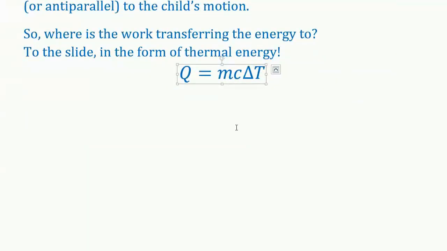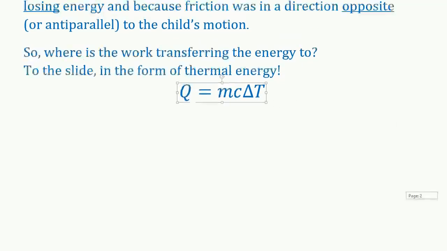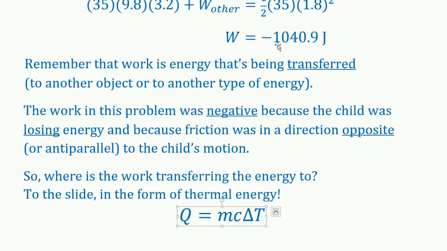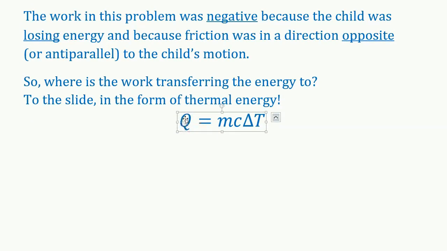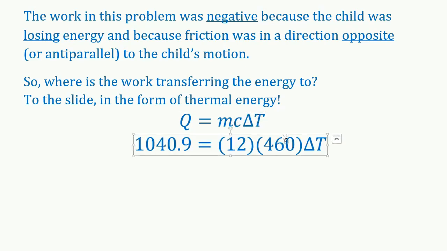Well, here's where today's equation comes in. Q equals mc delta T. This is the heat that goes into the slide, the energy that's transferred into the slide. So this is our number from before, that negative 1040.9 joules. That's the energy that goes into the slide in the form of heat. m is going to be the mass of the slide. c is the heat capacity of the slide. Again, this will just depend on the material the slide is made out of. And this delta T is the thing we're looking for. That's how much the slide's temperature changes by.